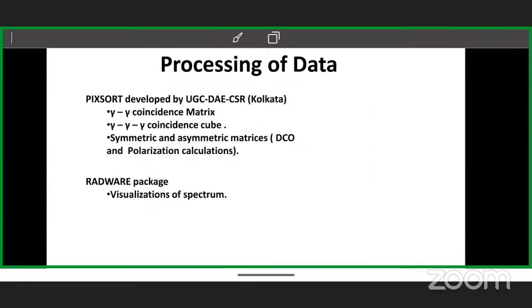So when our system is hot and functioning, we start acquiring data. After that, we need to process a huge set of data. At the first step, we dump and sort our data using PickShot, which is the software package developed by VECC Kolkata, through which we get gamma-gamma coincidence matrices, gamma-gamma coincidence cubes, and other symmetric and asymmetric matrices for DCO and polarization calculations. For the visualization of spectra, we use the Radware package.